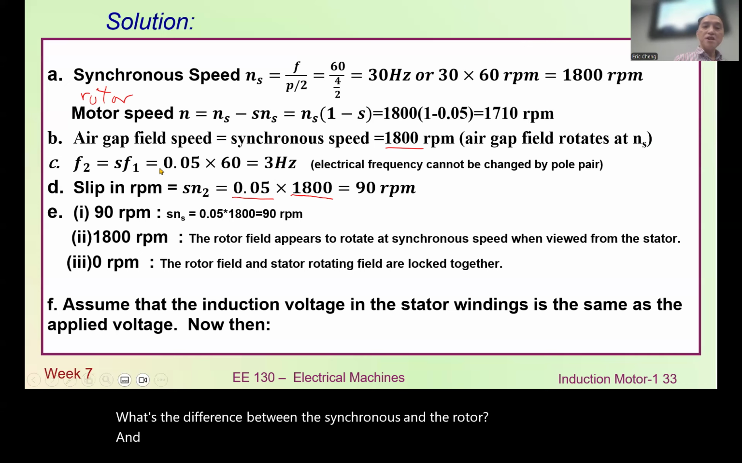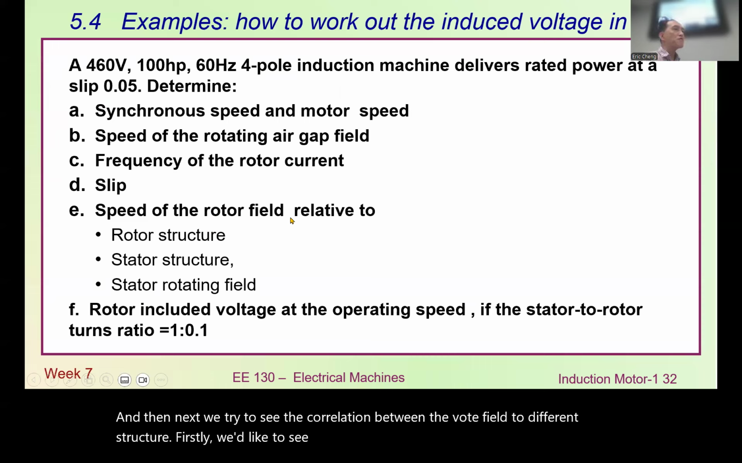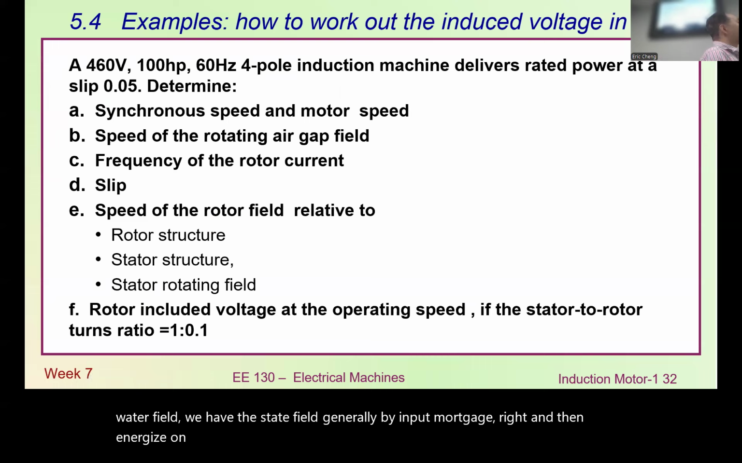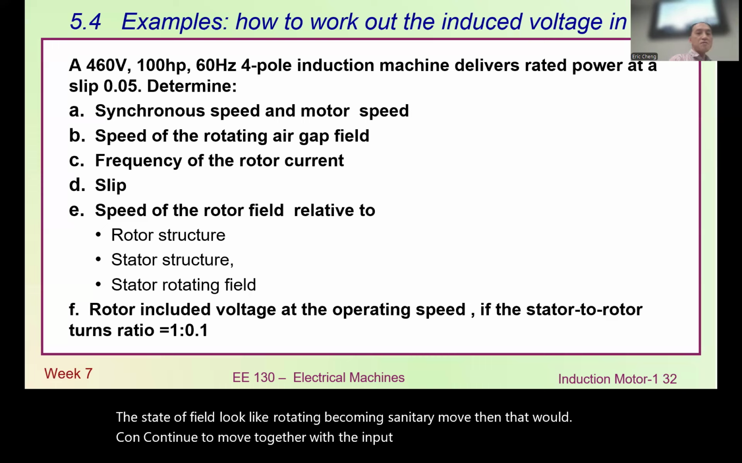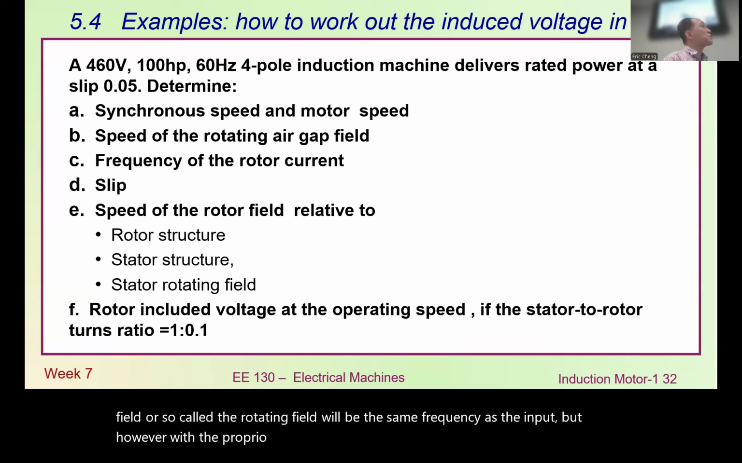And then next, we try to see the correlation between the rotor field and different structures. Firstly, we like to see what we mean by the rotor field. We have the stator field generated by the input voltage, right? And then it energizes the coil to become the stator field. The stator field looks like it is rotating because of the sinusoidal movement, which continues to move together with the input voltage. So the stator field, or so-called rotating field, has the same frequency as the input, but with the pole pair relationship, it will be reduced by 2.